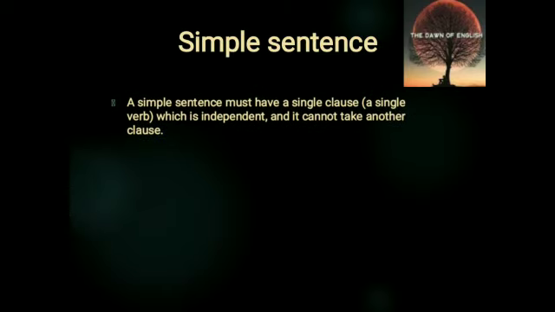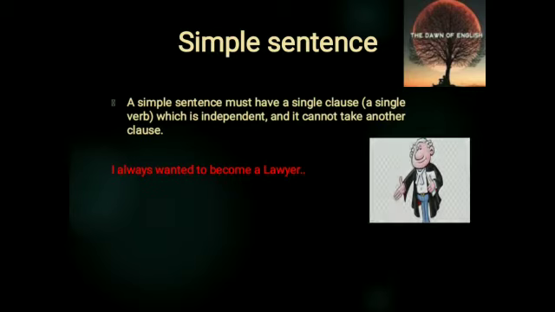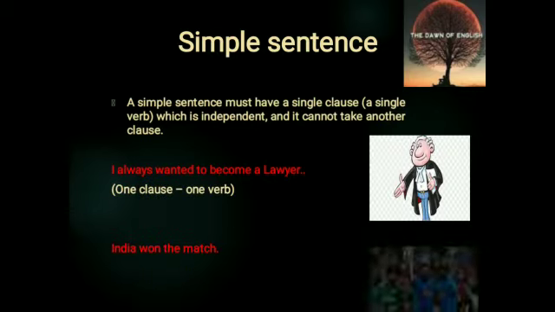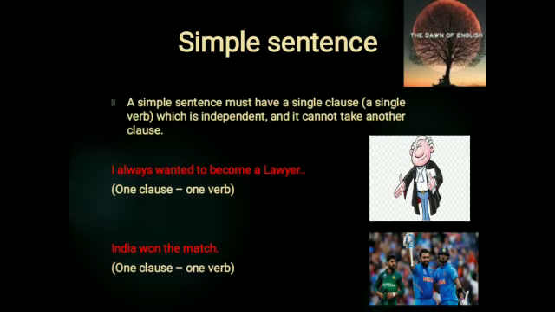A simple sentence must have a single clause which is independent and it cannot take another clause. For example, I always wanted to become a lawyer. India won the match. In both the examples, you can see there is only one subject and one predicate, and these sentences are complete in itself.